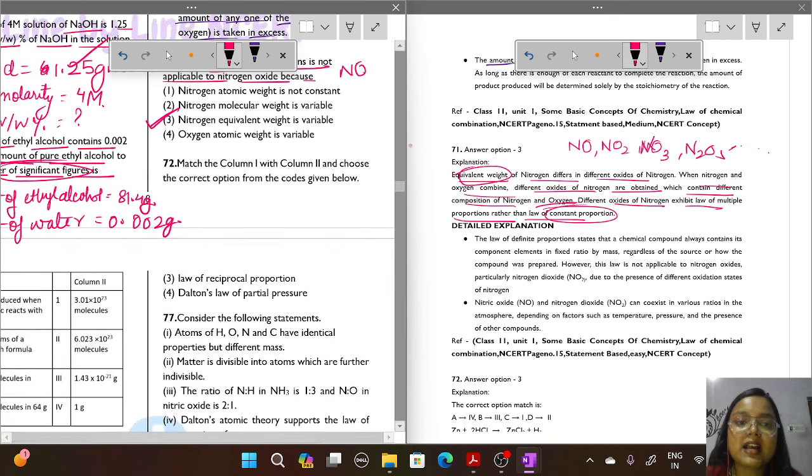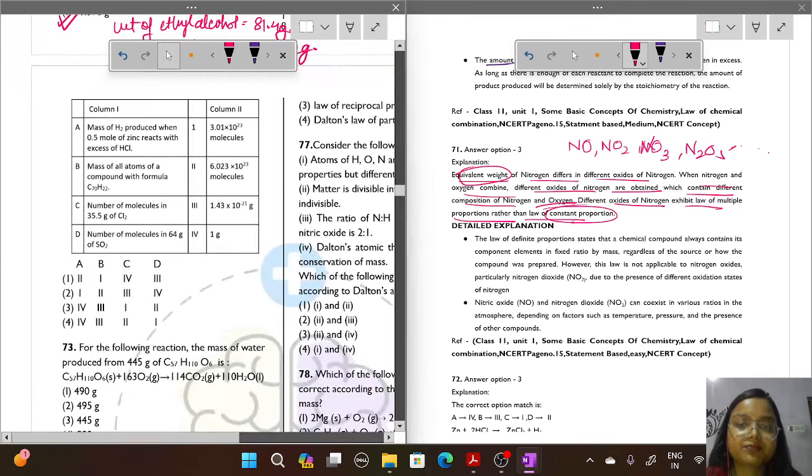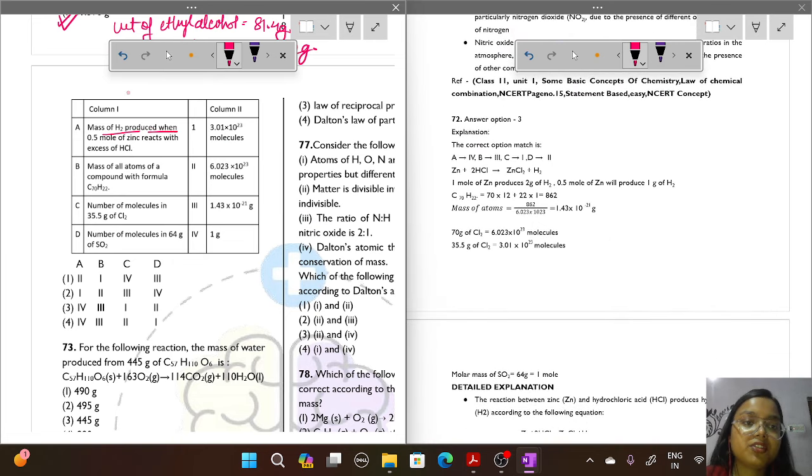Next question is match column 1 with column 2. It is a matching type question. Mass of hydrogen produced when 0.5 mole of zinc reacts with excess of HCl. We have to find this out. So let's solve the question one by one. Mass of H2 produced when 0.5 moles of zinc reacts with excess of HCl.